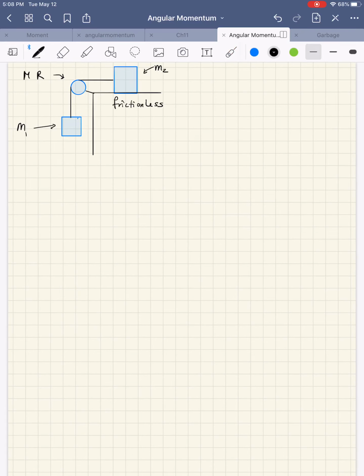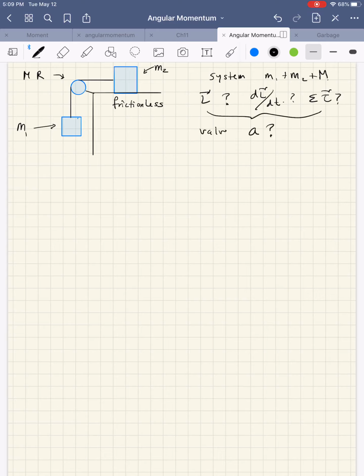And in this problem, I'm going to call my system M1 plus M2 plus M, the whole thing. All three masses are in my system. And what I'm going to be calculating is the angular momentum of this system. And then from that, I'm going to calculate dL/dt. And then I'm going to calculate the sum of torques. And from this, I'm going to be able to find a value of acceleration of the system.